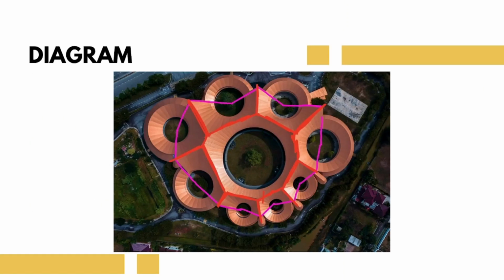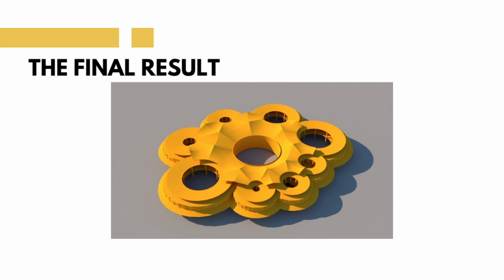You can see in this diagram how the form is generated through the radius that connects the circles with each other, shown in magenta, and the three tangents from each of the outer circles, shown in red. And this is the final result.